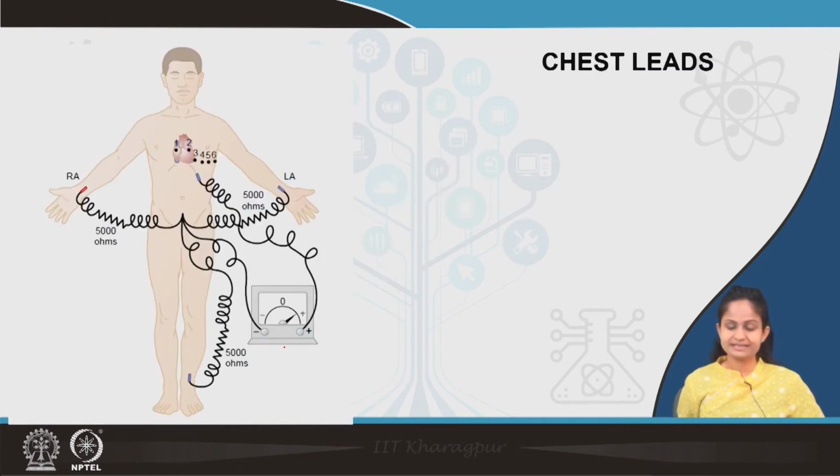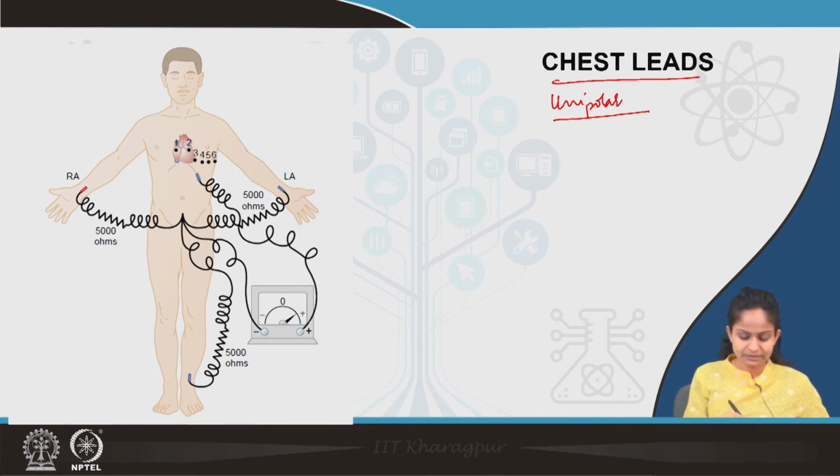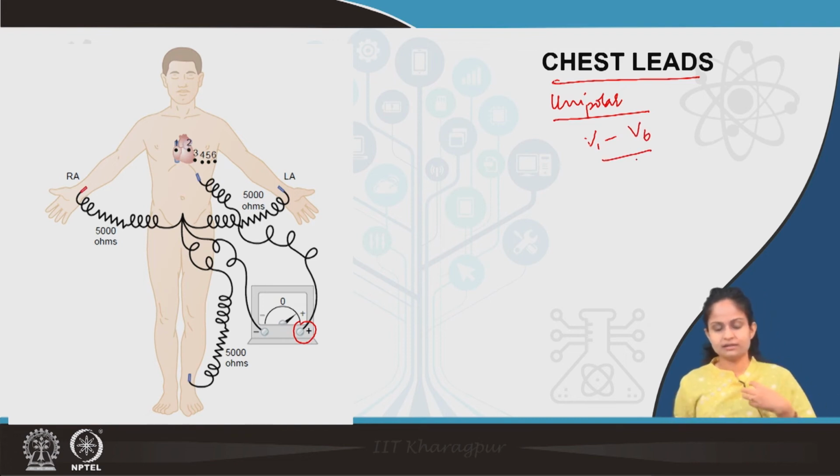So now we will see what the chest leads are. Chest leads are also known as precordial leads, and these are also unipolar leads, also known as unipolar chest leads. As I told you, unipolar means that one of the electrodes which is connected will be active, and the other electrode which is connected to the negative terminal will be inactive. So we have V1 to V6. The 6 chest leads are placed at different portions of the heart.